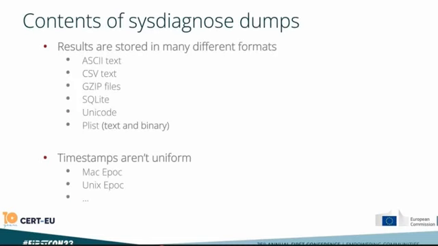Now, that's also one of the reasons we went for building something around it. The Sysdiagnose actually contains many different file formats, ranging from simple flat text files, CSV, compressed archives, SQLite databases, Unicode files, which is not a big deal, and then plist. Plist can be in 2 formats on an Apple device, and they nicely mix the Cocoa epoch with the Unix epoch. So there is quite a huge amount of work to unify all the timestamps and dates to have something that makes sense.